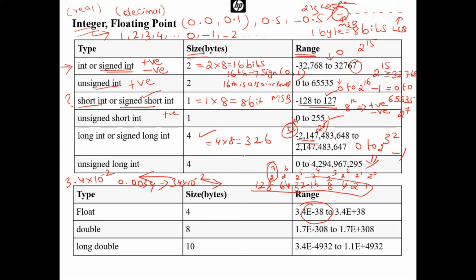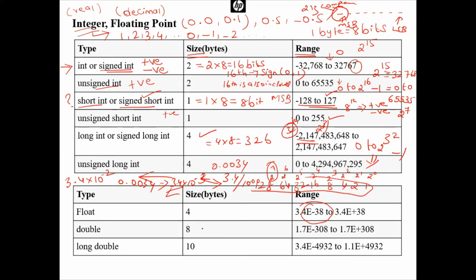10 to the power of minus 3 means 3.4 divided by 1000. Obviously, you will get 0.0034. It will keep on going like this; you are moving the point this side. The same thing applies for positive, so only the exponent differs. That's why it is divided by 1000. Based on the exponent value, the size gets differed.